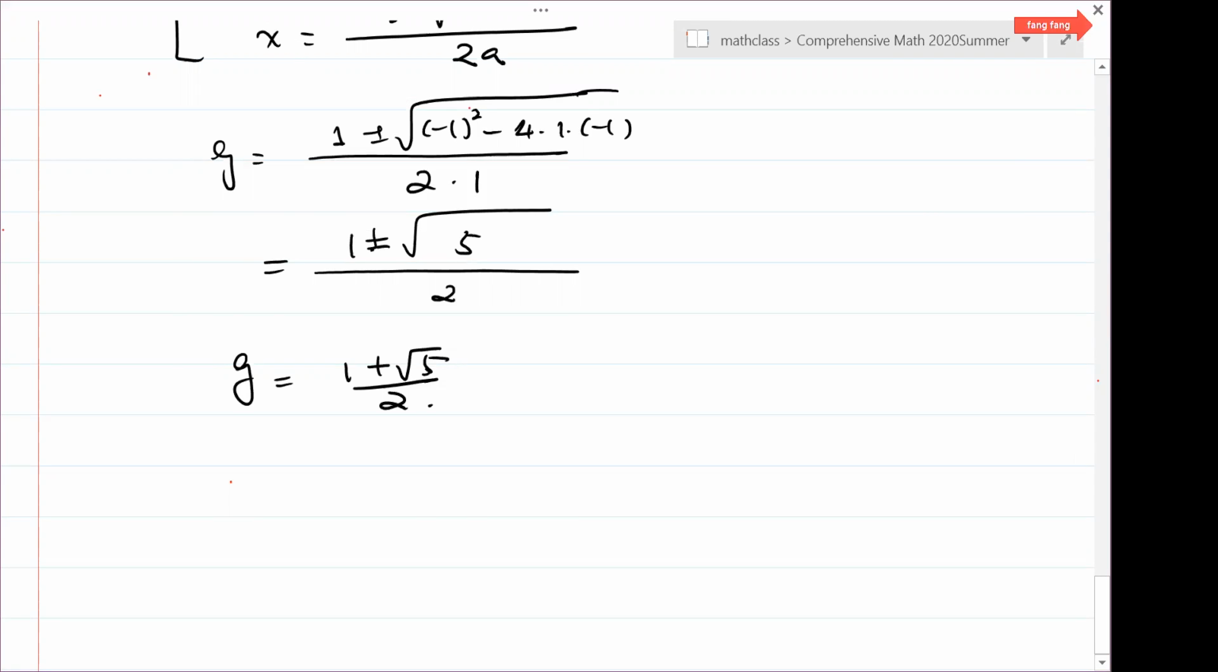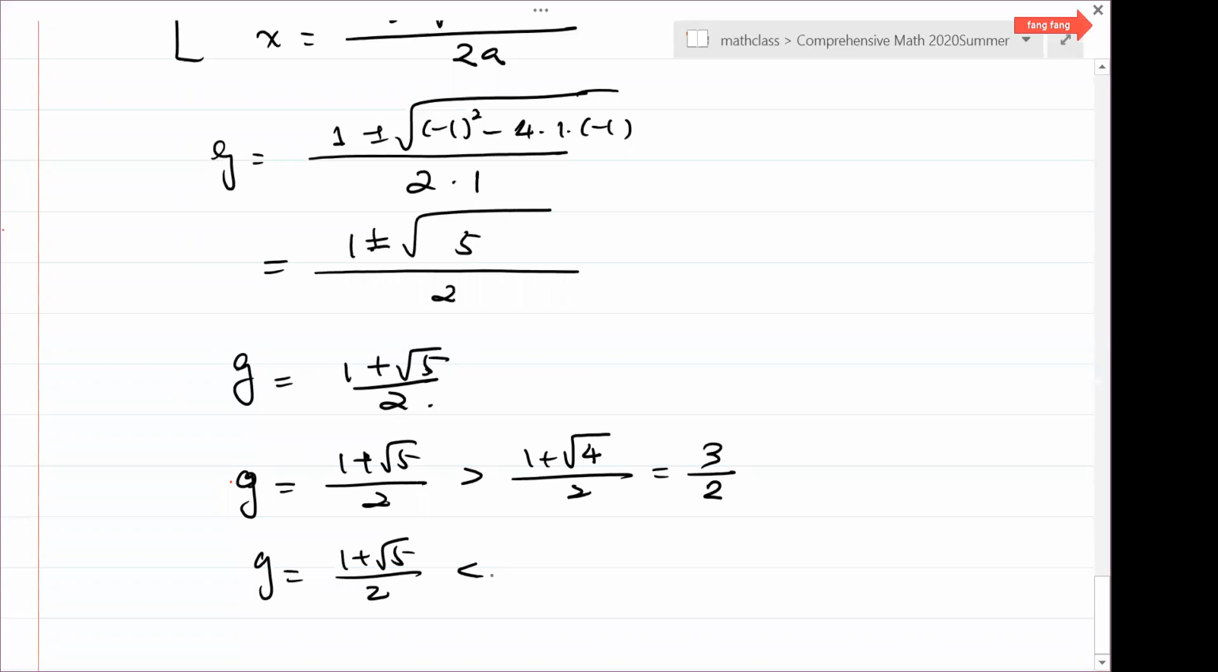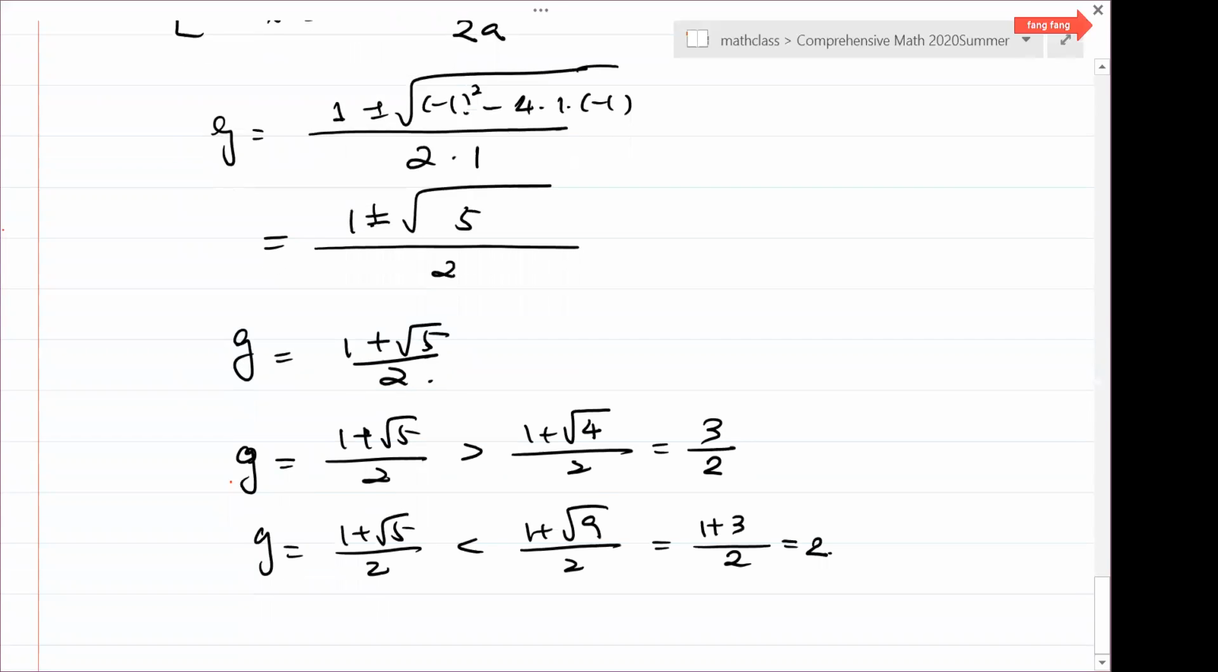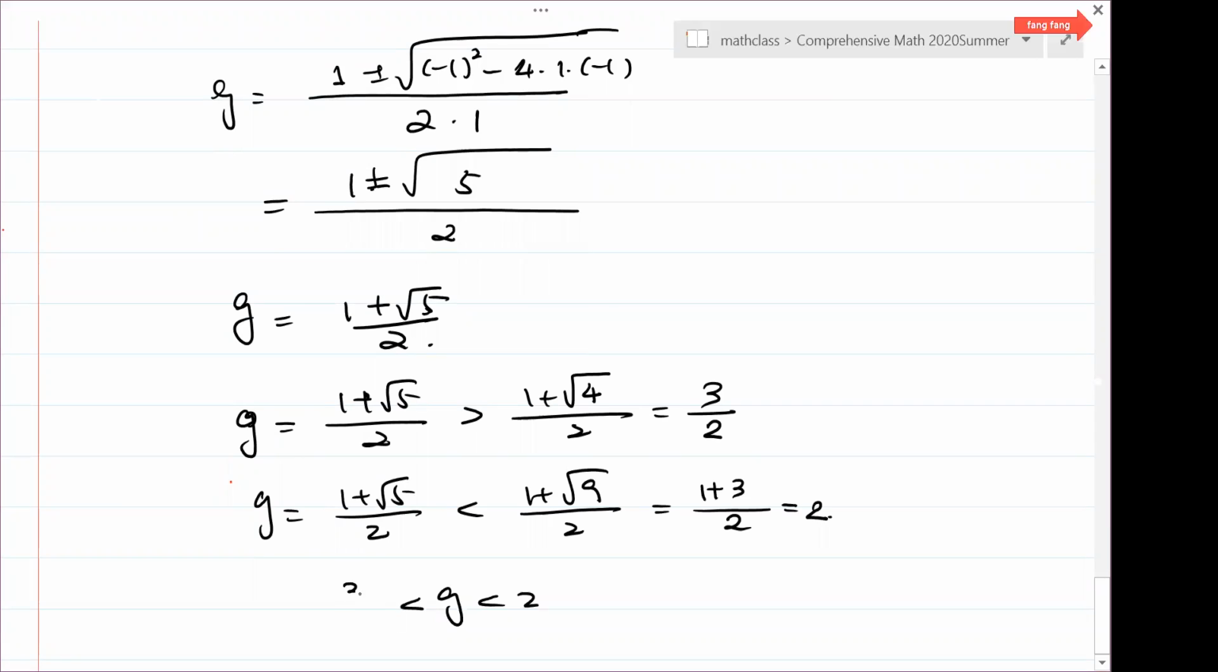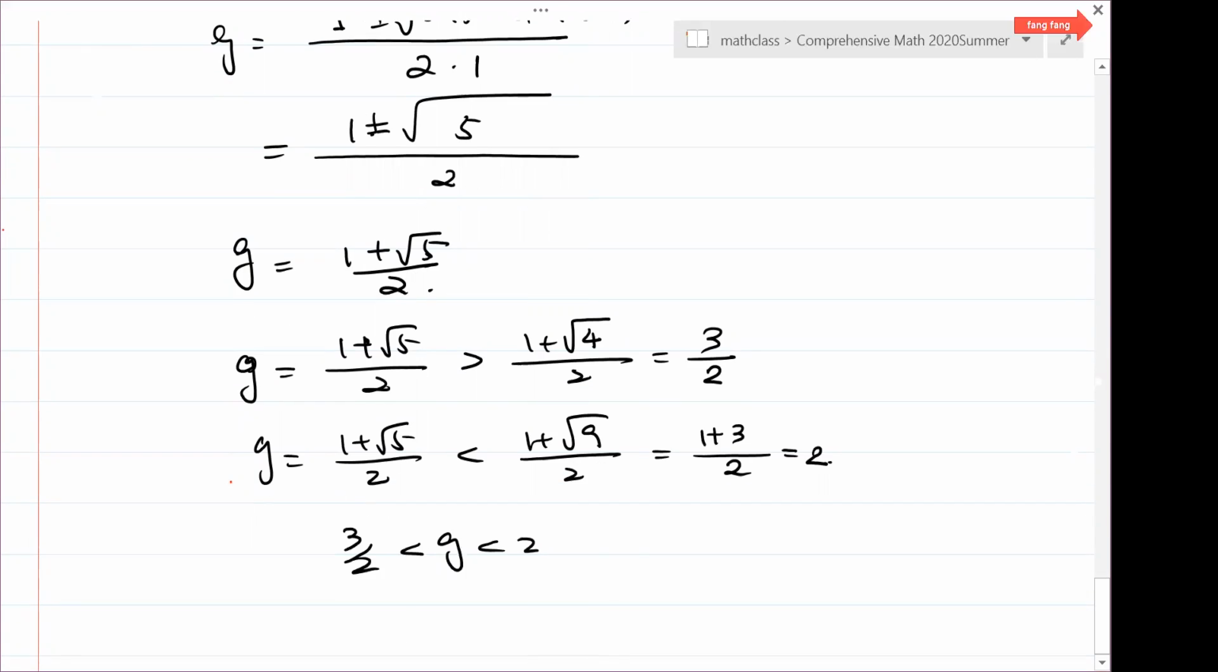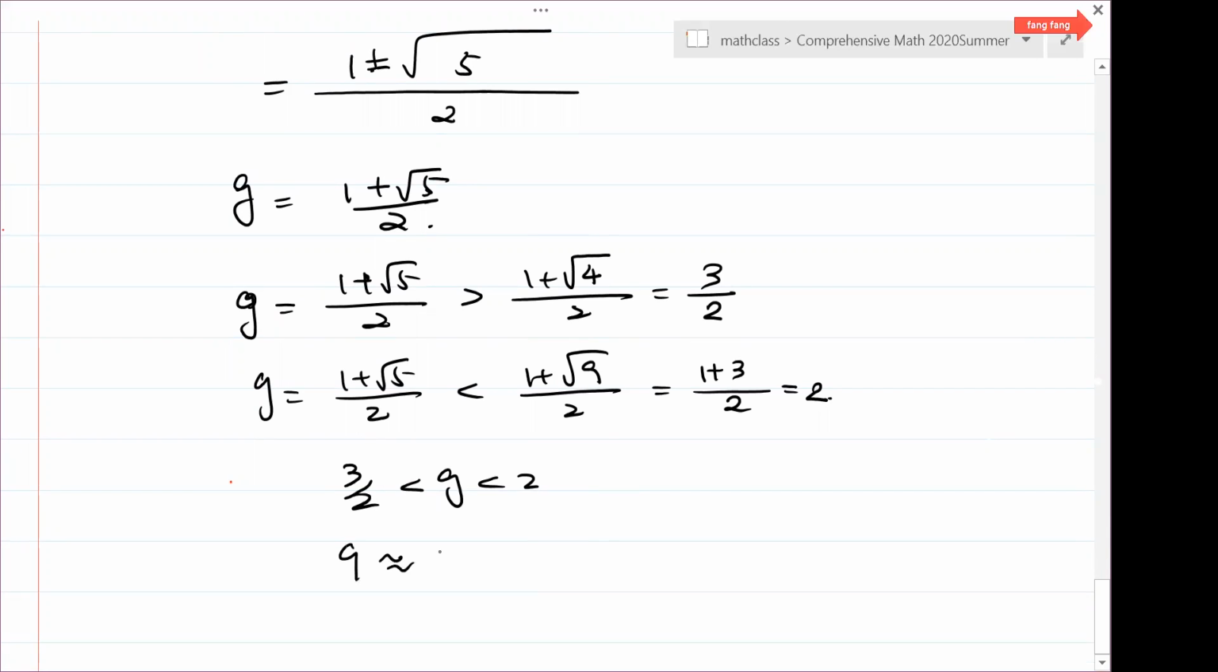Let's get a lower bound. Square root of 5 is greater than 4, right? So that's 3 over 2, since 1 plus 2 is 3 in the numerator. So it's greater than 1.5. Now, this number has an upper bound. What is a perfect square greater than 5? Square root of 9, right? So it's going to be 1 plus 3 over 2, which is 2. So this golden number is less than 2 and greater than 3 over 2. So you can get a rough estimate. Actually, if you use a calculator, you will get about 1.62.